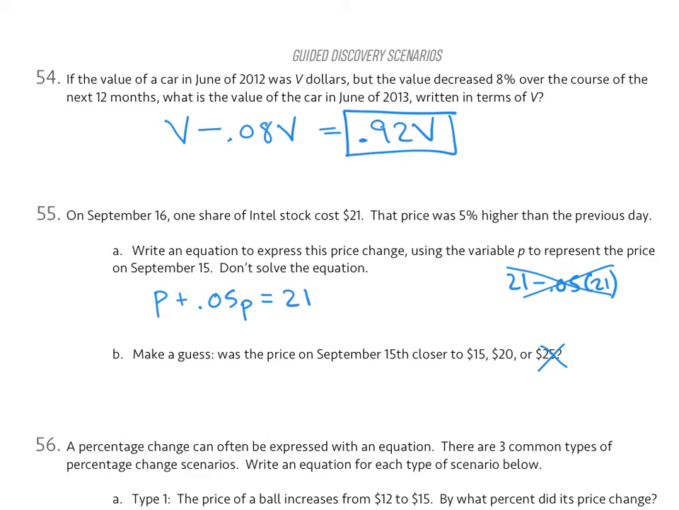Well, 15 to 21 is a jump of $6. And 6 is more than a third of 15. Well, the price only went up by 5%. That's a pretty small percent. So it couldn't have started at 15. And that leaves us at 20 as our estimate price. Now, before I move on, I want to point out that P plus 0.05P is 1.05P. And we can stop there on this scenario.